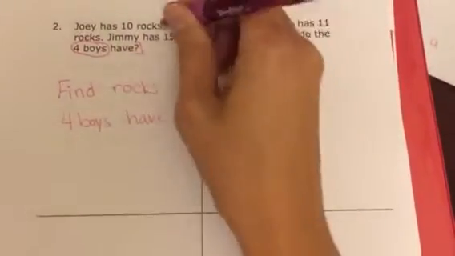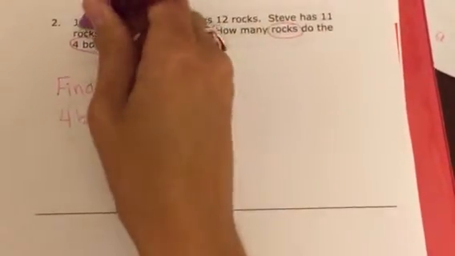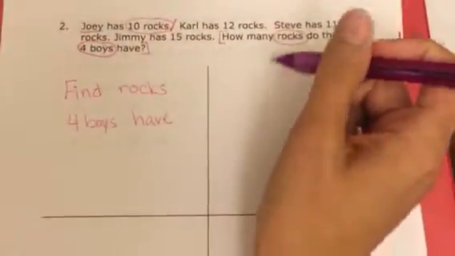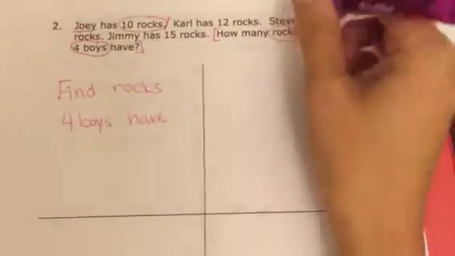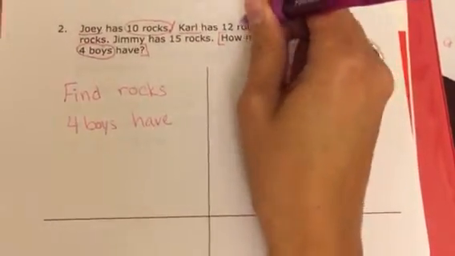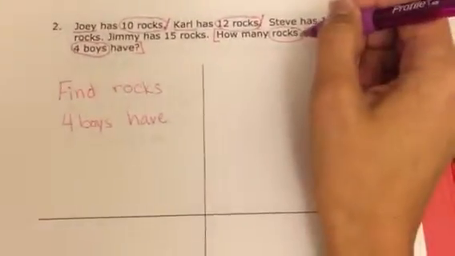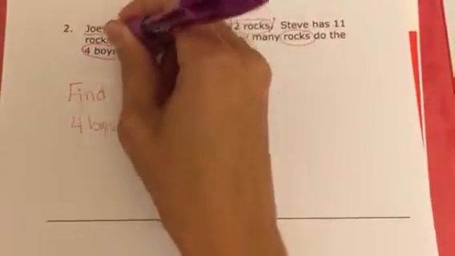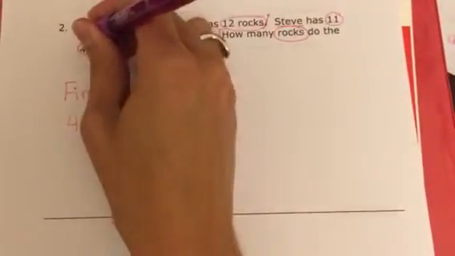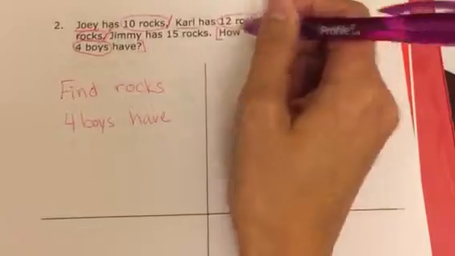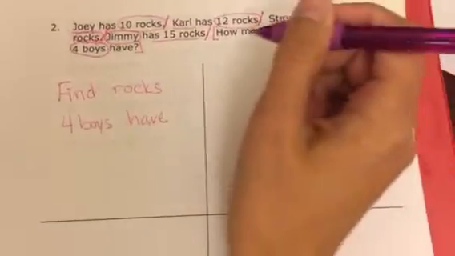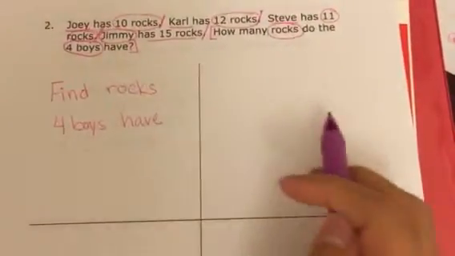Now I'm going to read the rest of my story. Joey has 10 rocks. There's a period, so I'm going to put my stop mark. And I just read about a person. Joey, that's one of our boys. What does he have? 10 rocks. I know I need that information. Carl has 12 rocks. Stop mark. Who did I just read about? Carl. And what does Carl have? 12 rocks. Keep reading. Steve has 11 rocks. Stop mark. We just read about Steve, and Steve has 11 rocks. Jimmy has 15 rocks. Stop mark. Who? Jimmy, 15 rocks. And now we're ready for our strip diagram.